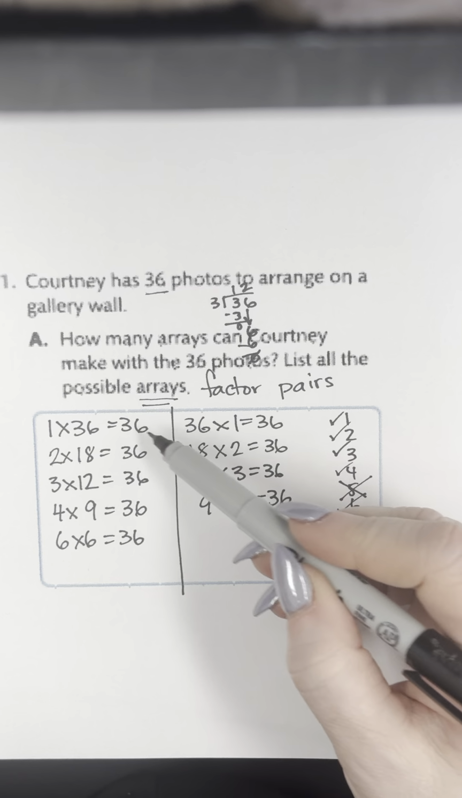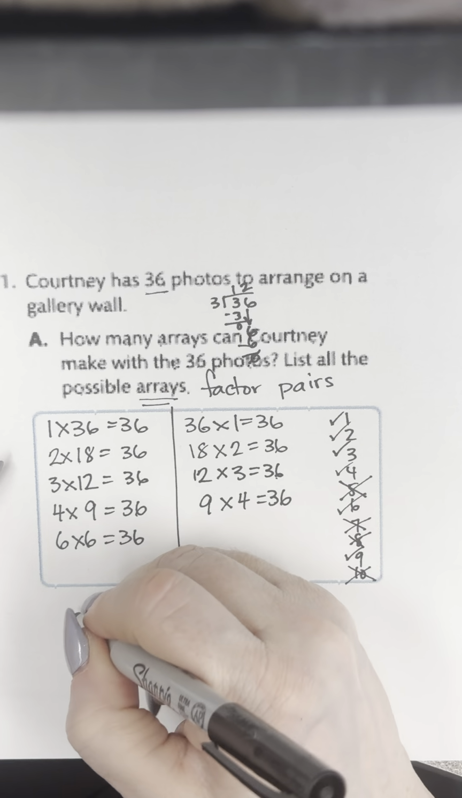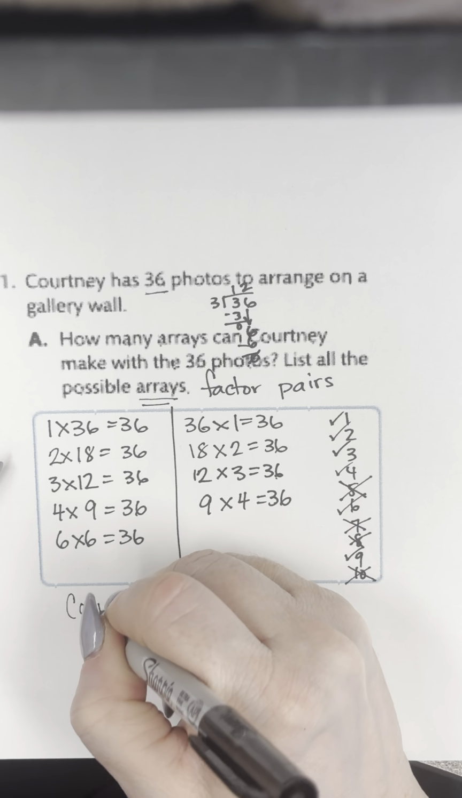Let's count them up. 1, 2, 3, 4, 5, 6, 7, 8, 9. Courtney can make 9 arrays. And that's all you have to say for that one. Let's go to part B. How many factors are there for 36? Write them. What do you notice about the number of factors of 36 and the number of arrays Courtney can make with the photos? So I'm going to refer to part A.